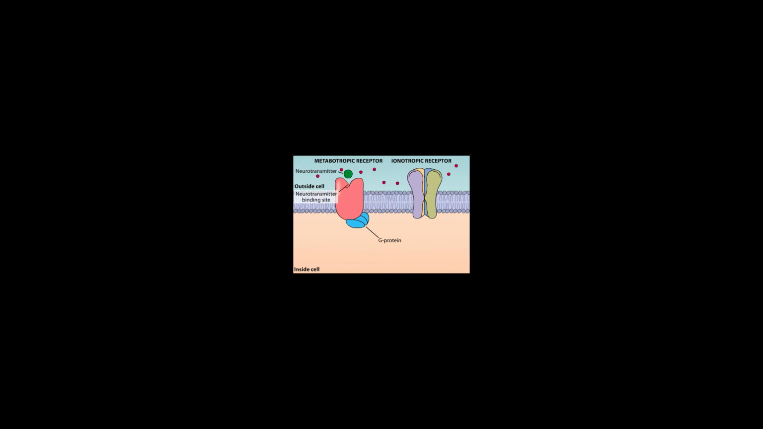The G-protein shown here has three subunits, alpha, beta, and gamma. The alpha subunit binds to guanine nucleotides, either GTP or GDP. Binding of GDP allows the alpha subunit to bind to the beta and gamma subunits to form an inactive trimer. Binding of an extracellular signal activates the metabotropic receptor and causes GDP to be replaced with GTP on the alpha subunit of the G protein.